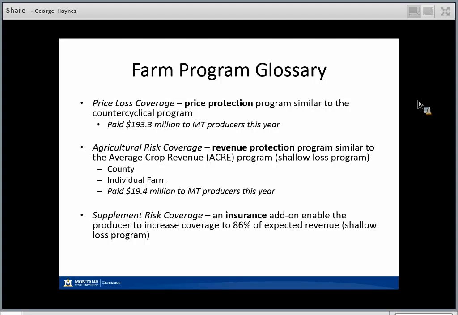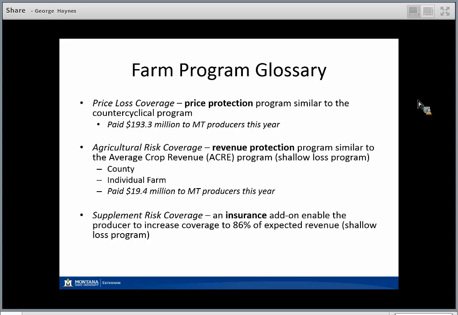The second part is something called agricultural risk coverage. It's a little bit more complicated program because this is revenue protection rather than just price protection. So all we're doing is adding in a little bit of insurance here for a bad production year as well as a year when prices might not be so good. So you kind of get two pieces of protection here.